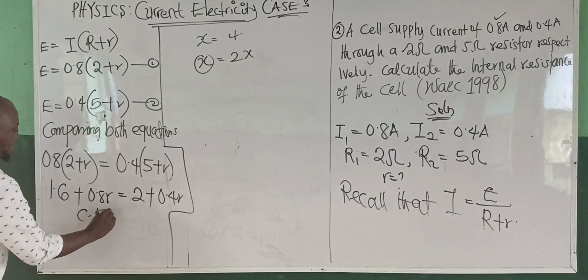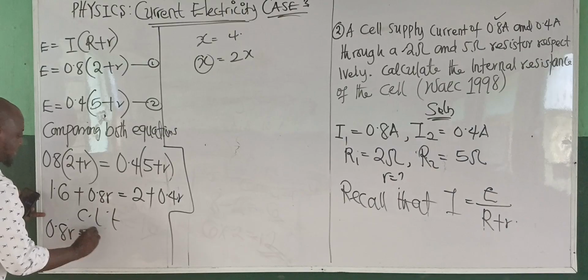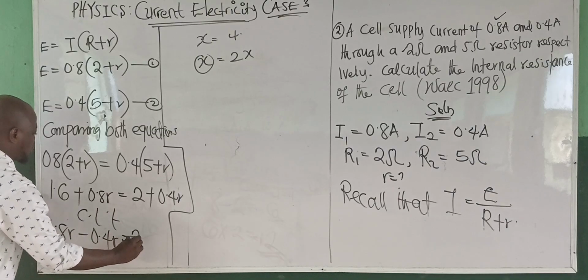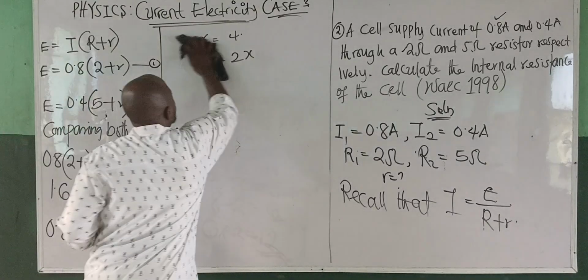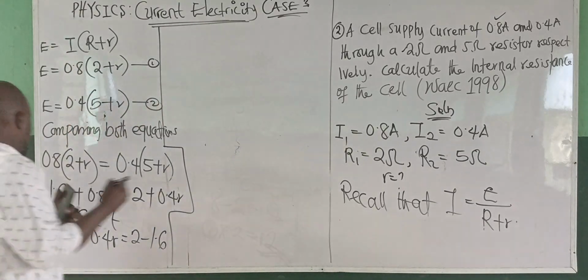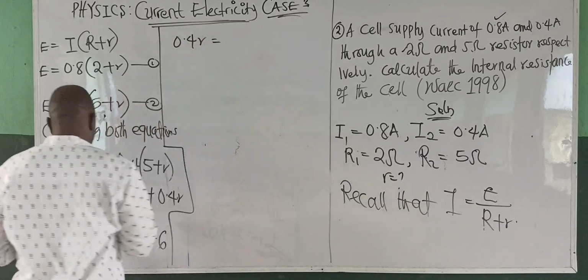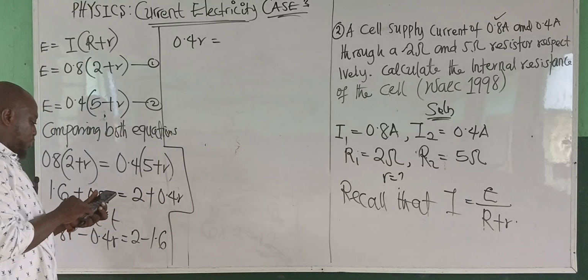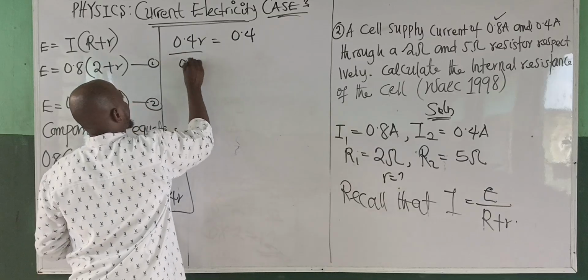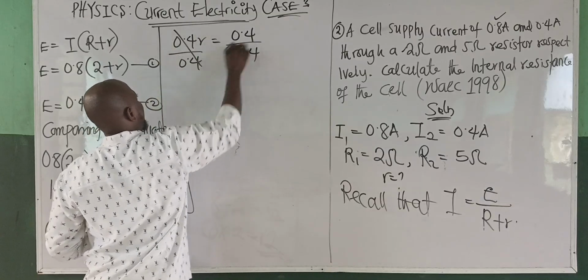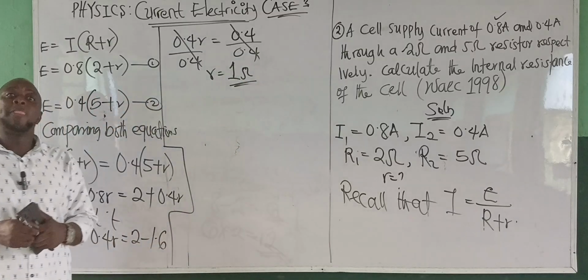So collect like terms. This and this come together. That means 0.8 R minus 0.4 R, and that will give us 2 minus 1.6 here. From this point, if we do this one, we are having 0.4 R. Then subtract that one, 2 minus 1.6, I'm having here as 0.4. So divide this by this, so that this takes care of this. R becomes 1 ohm. So this is how this is done.